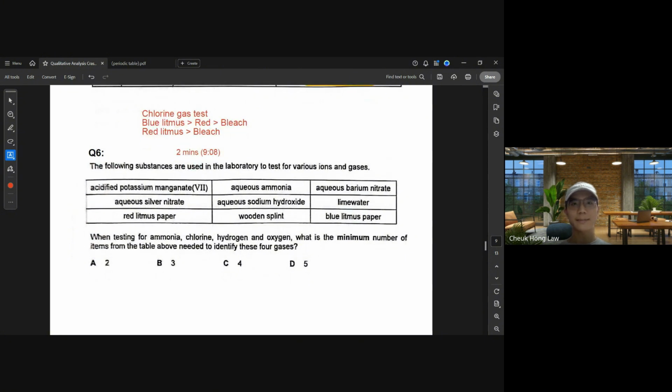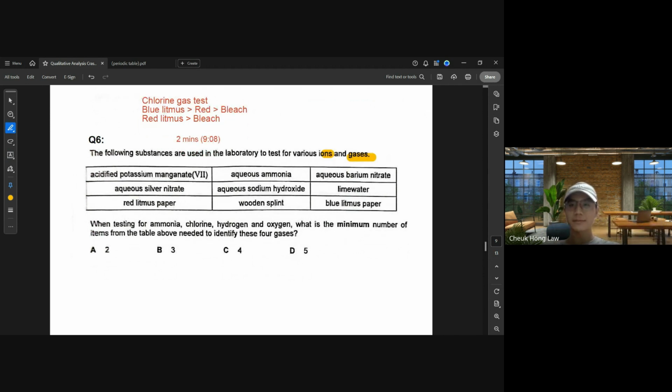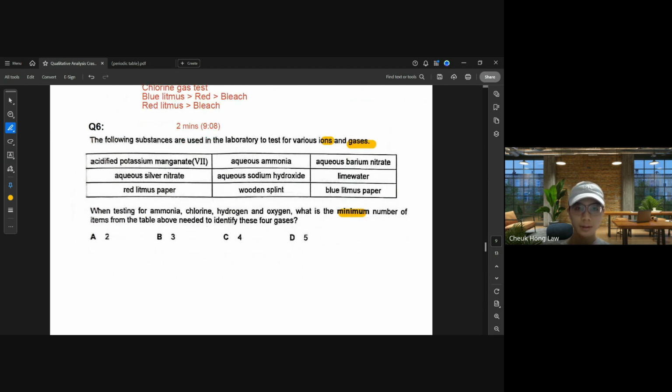So the following substances are used in the laboratory to test for various ions and gases. So we have 9 different substances here. When testing for ammonia, chlorine, hydrogen, and oxygen, what is the minimum number of items from the table above needed to identify these 4 gases?